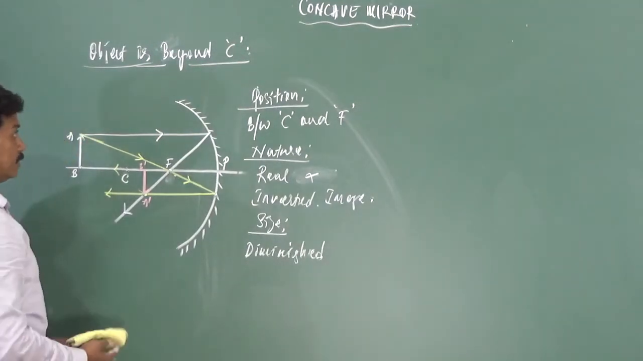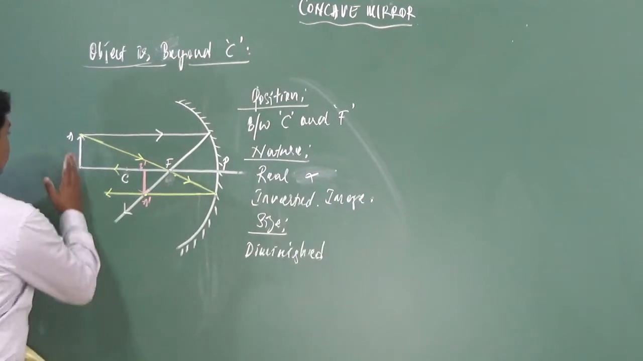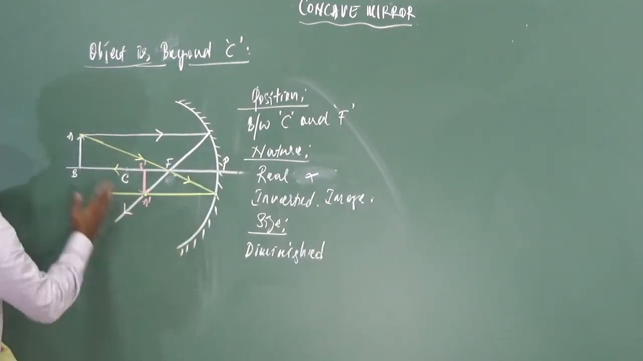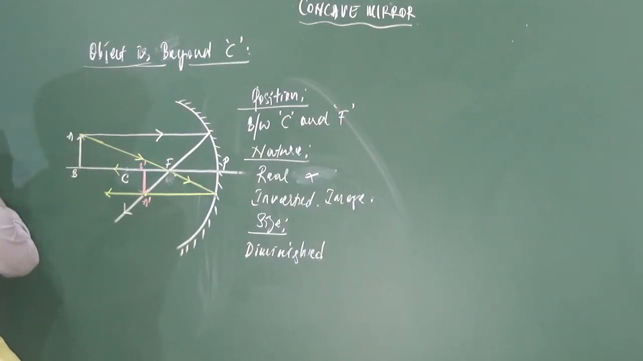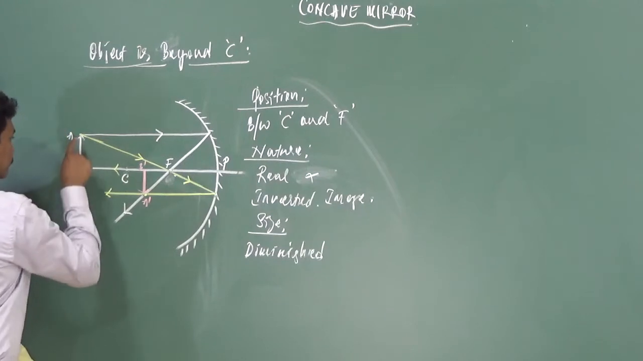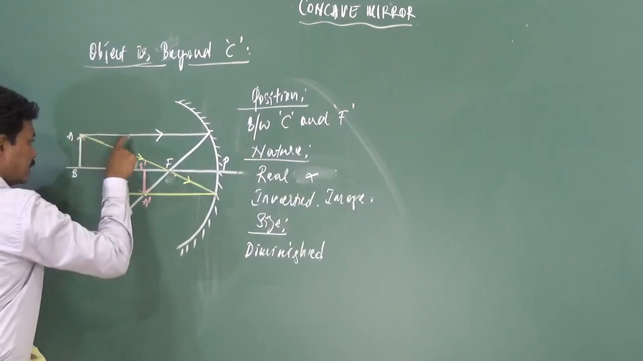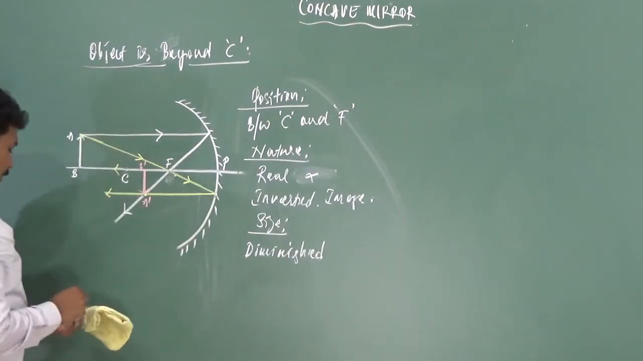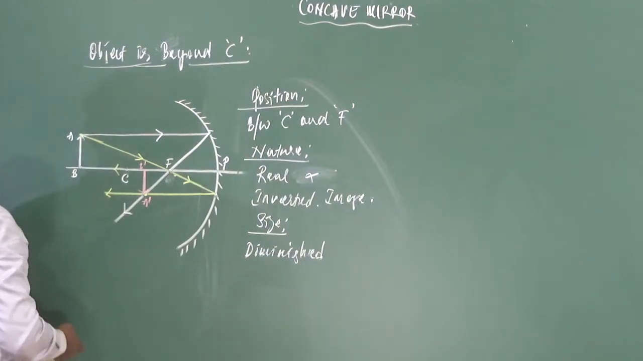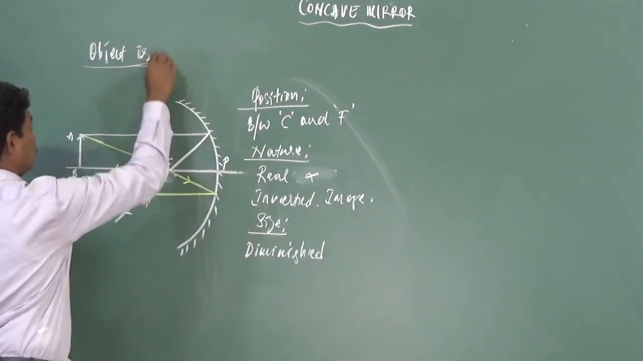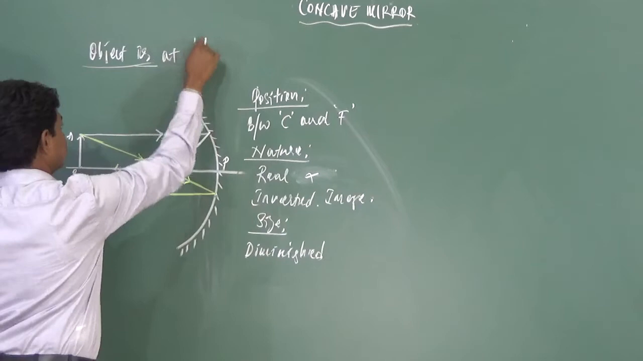Okay, we'll go with the next ray diagram. Here we are bringing the object nearer and nearer to the mirror. In the first ray diagram it was placed at infinity. Now we have brought it beyond C. Now we will take the same object and keep it at point C. That is, at C we will place the object. Let's see what happens. Object is at C.